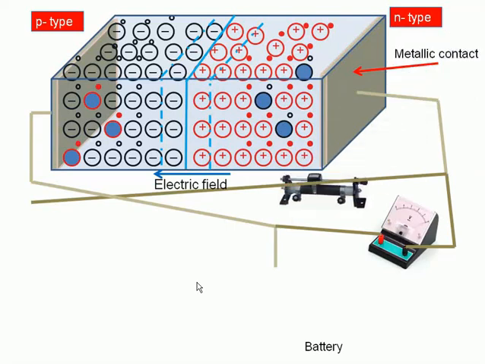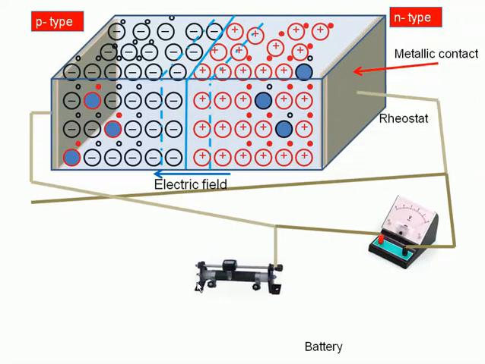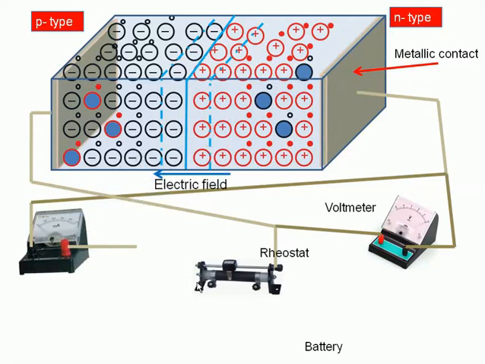The voltmeter remains always parallel to the p-n junction diode, and the ammeter is in series. The rheostat we use just to vary the resistance, so this is a variable resistance. The ammeter which we have used here is in terms of milliampere. The current is basically in milliampere, right?